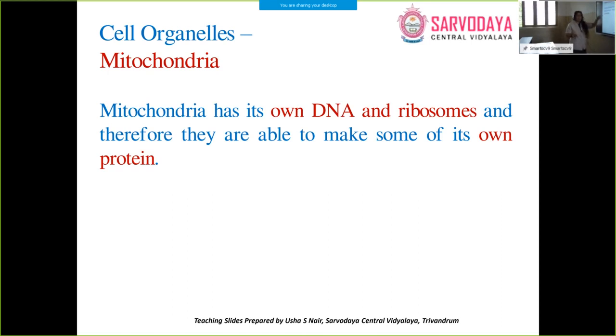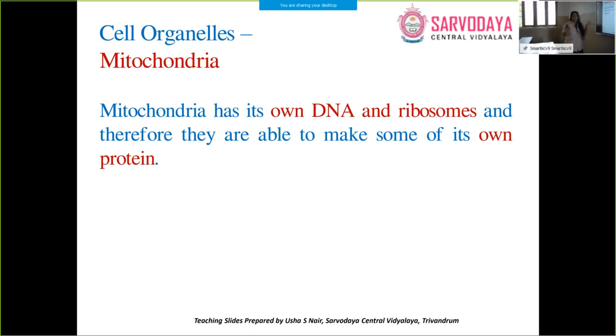Mitochondria has its own DNA, deoxyribonucleic acid. You should always know the full form of it, like ATP, adenosine triphosphate. So here, DNA, deoxyribonucleic acid. They have their own DNA and ribosomes, and therefore they are able to make some of their own protein.